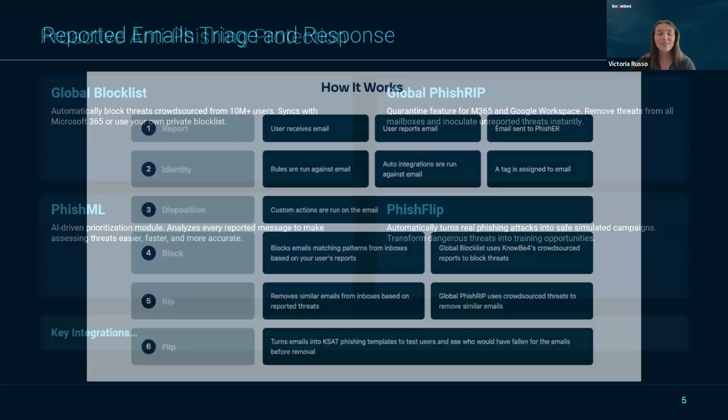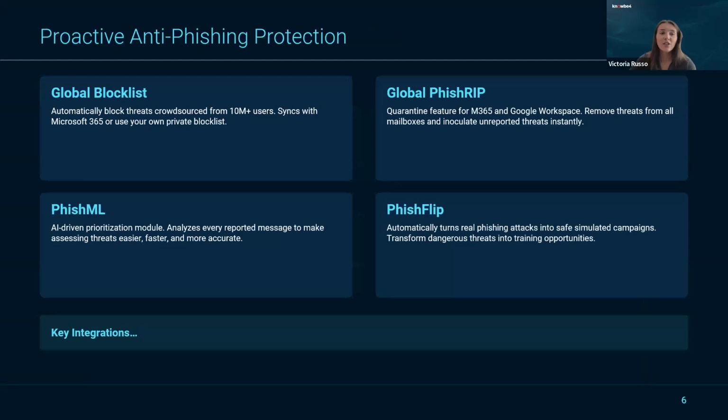So next slide, please. So we have many good features. Like I was mentioning earlier, our global block list and global PhishRip. That uses our threat intel team with the block list and PhishRip. PhishFlip for those phishing campaigns. And we also have our own machine learning that deems those emails clean, spam, and threat. But we can't do everything, so we have some key integrations. So with that being said, I don't want to steal Andre's thunder, and I'll pass it on to him.